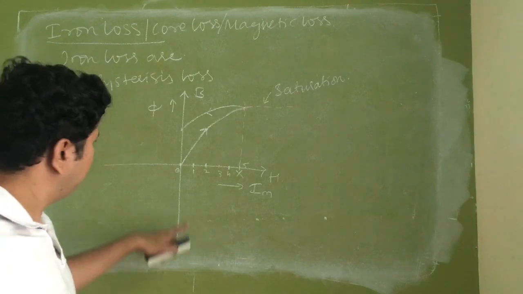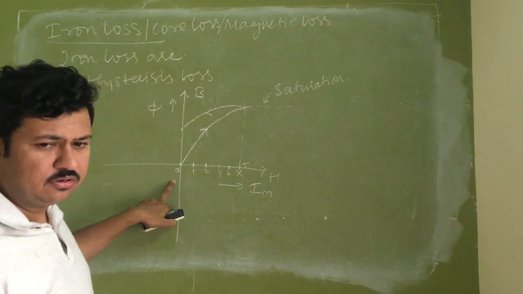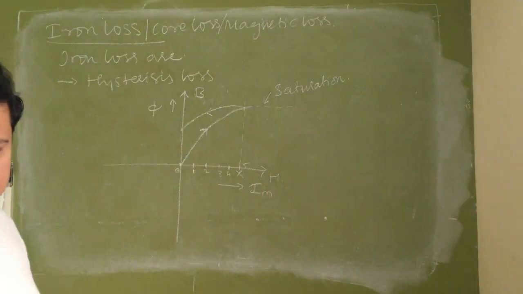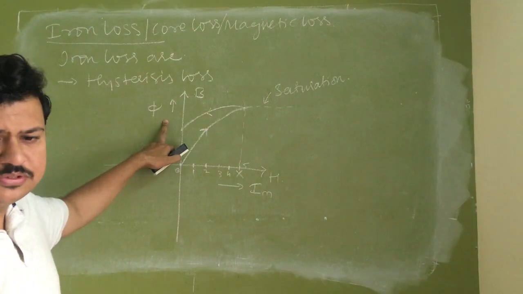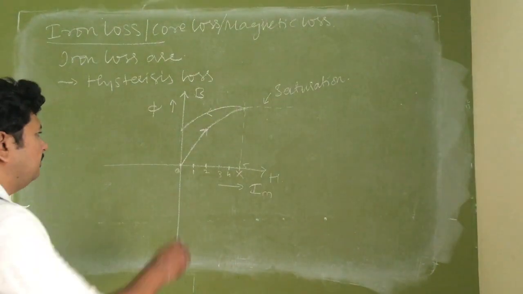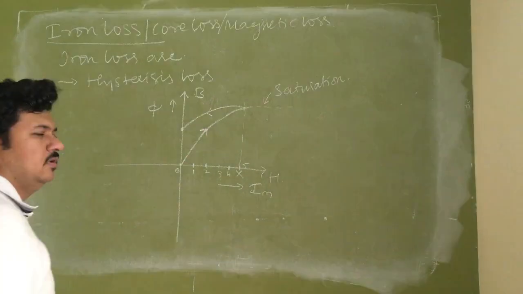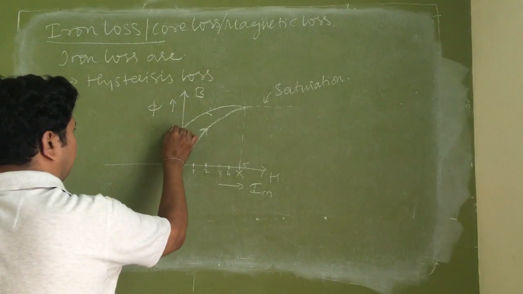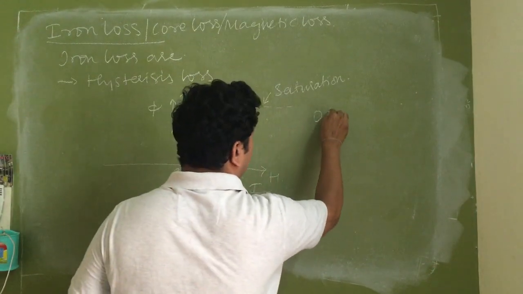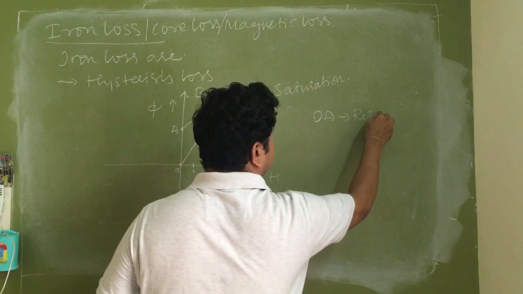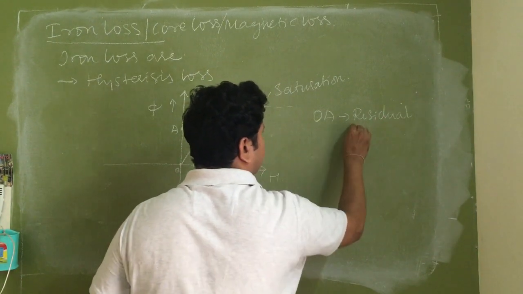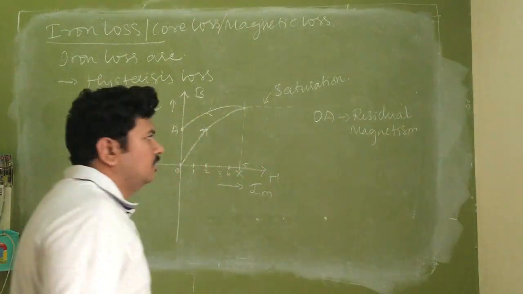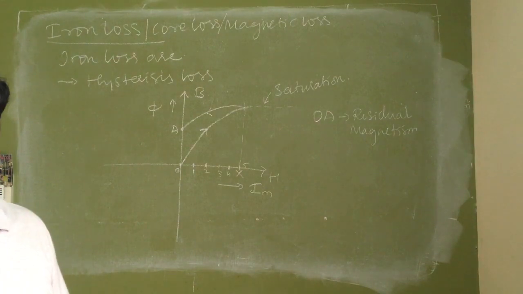And when I decrease the magnetizing force to 0, ideally the flux density in the core should become 0, but it won't become 0. It will have some value of magnetization. Let us take this as OA. OA is called residual magnetism.